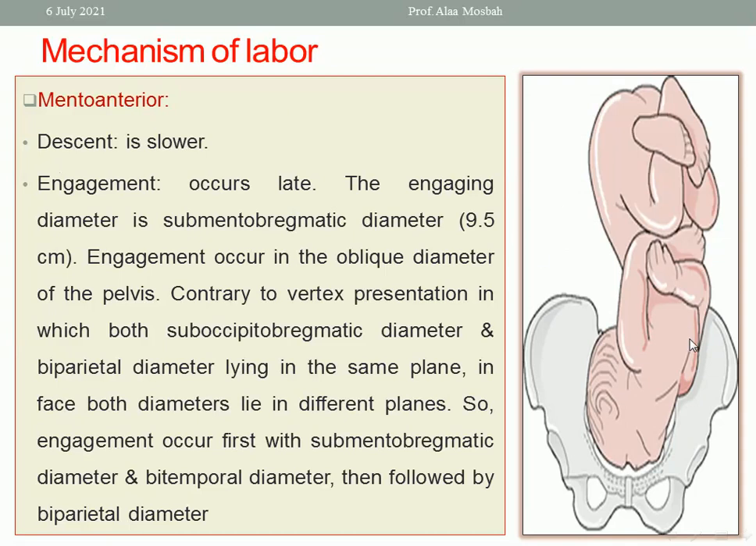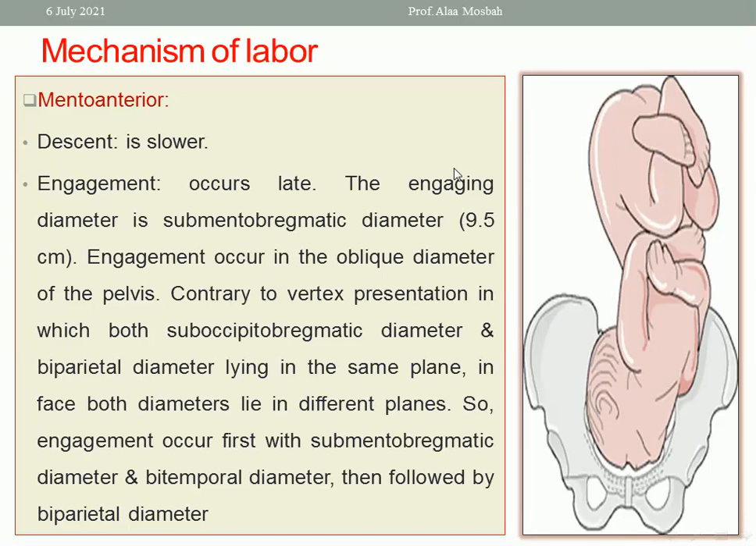What about the mechanism of labor? Take it as the rules. Mento-anterior can have a chance for delivery, persistent mento-posterior has no chance for delivery, and the patient is in need of cesarean section. So, persistent mento-posterior should be cesarean section, while with mento-anterior, there may be vaginal delivery.